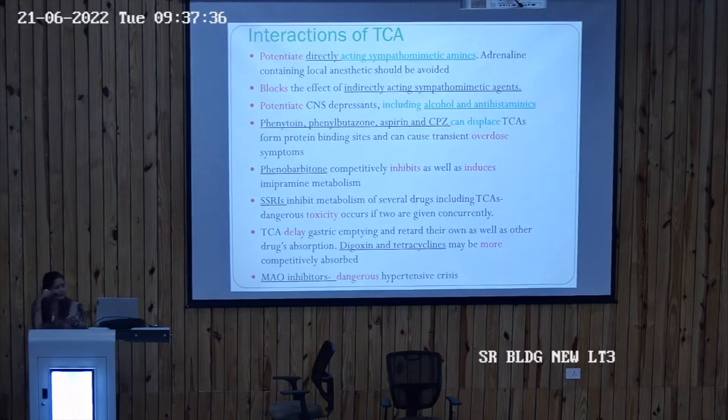So it will block the indirectly acting sympathomimetic agents, and potentiate the drugs causing CNS depression, including alcohol and antihistaminics. Phenytoin, phenylbutazone, aspirin, and chlorpromazine can displace the tricyclic antidepressants from protein binding and can lead to poisoning of tricyclic antidepressants. Phenobarbital may inhibit as well as induce the metabolism of imipramine. SSRIs risk serotonin syndrome. It also delays gastric emptying, so it may affect the absorption of many drugs, but digoxin and tetracycline may be more completely absorbed. And monoamine oxidase A inhibitors can cause a dangerous hypertensive crisis when given with these drugs. So these are the drug interactions.